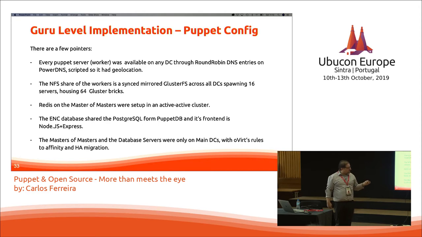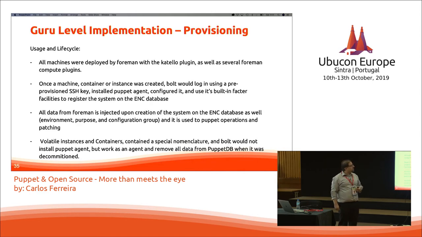The master of masters and the database servers were only on the main DCs, on which oVirt rules had affinity and HA migration, meaning it will run on top of oVirt, the open source version of Red Hat Virtualization clusters. And we had 3 main DCs, 2 master of masters, and 2 databases. So mainly we'd have one with no machines at all, and oVirt will take care of the migration if something happens. In a worst case DR scenario, it was a move of the virtual machines. They were all virtual machines.